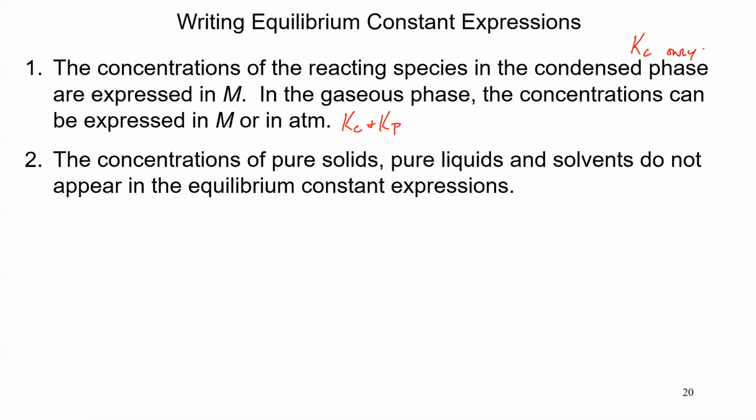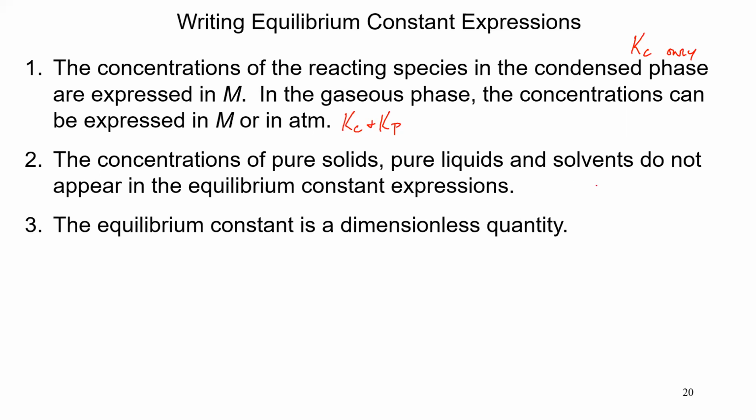Right. Second thing to keep in mind, if we have a pure solid, a pure liquid, or a solvent. Solvents are usually pure liquids, but there are odd cases where they may not be. So we're going to ignore solids as well, solvents as well. If you run into a problem like that, it will certainly tell you what the solvent is. And so pure solids, pure liquids, and solvents don't appear in equilibrium constant expressions.